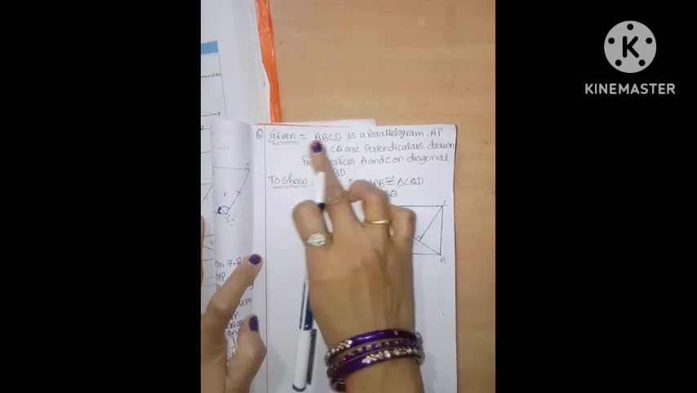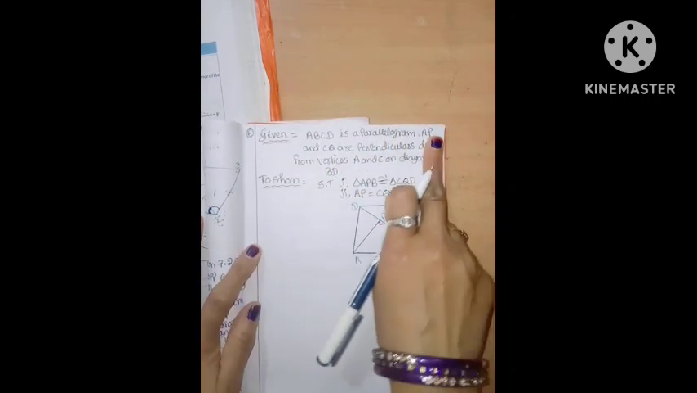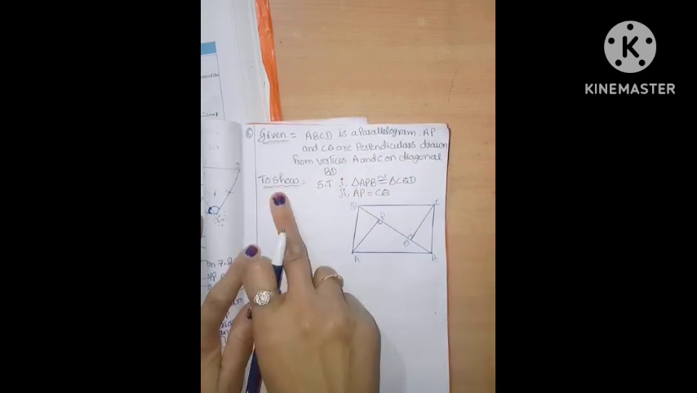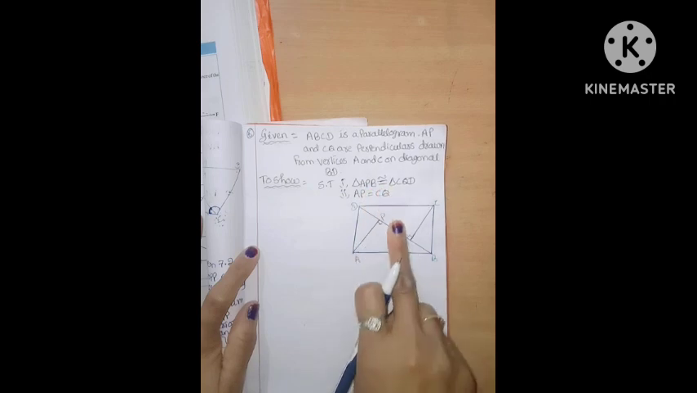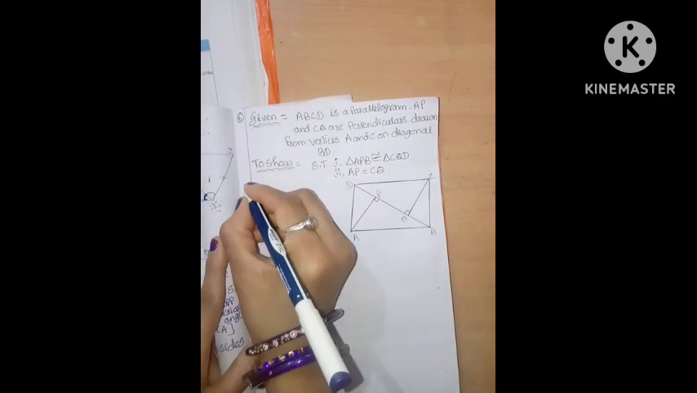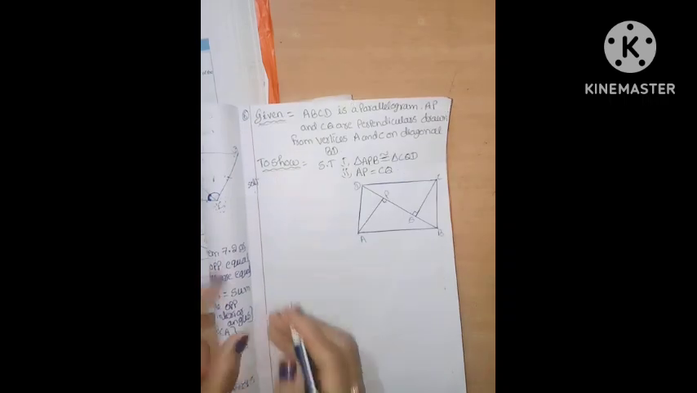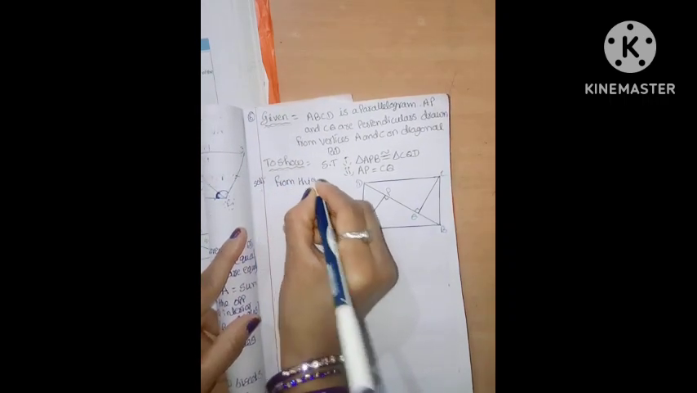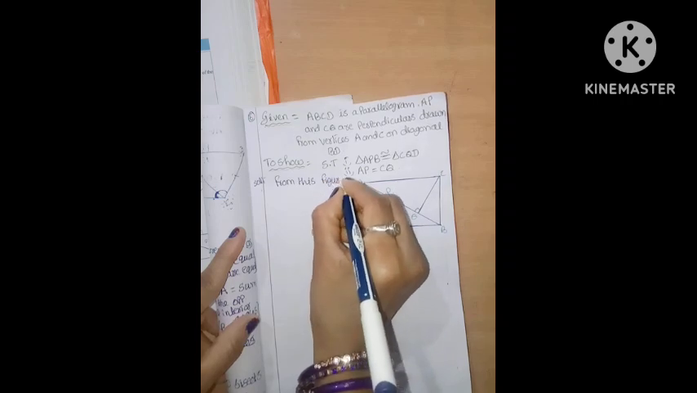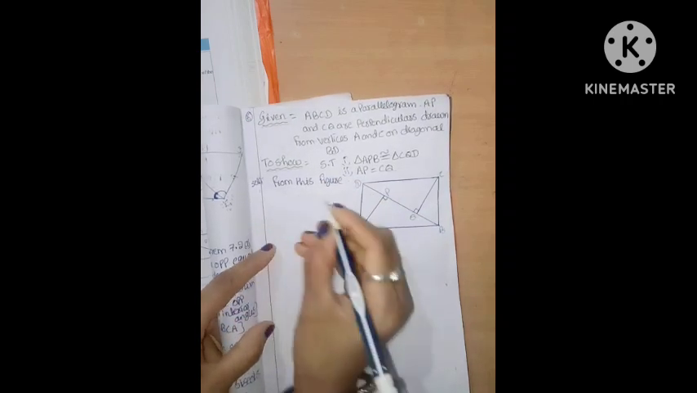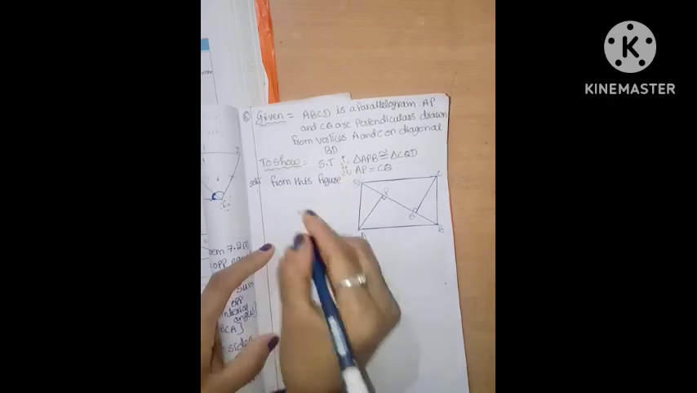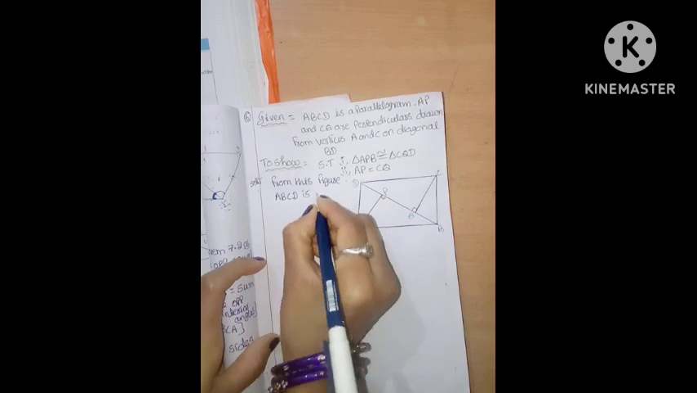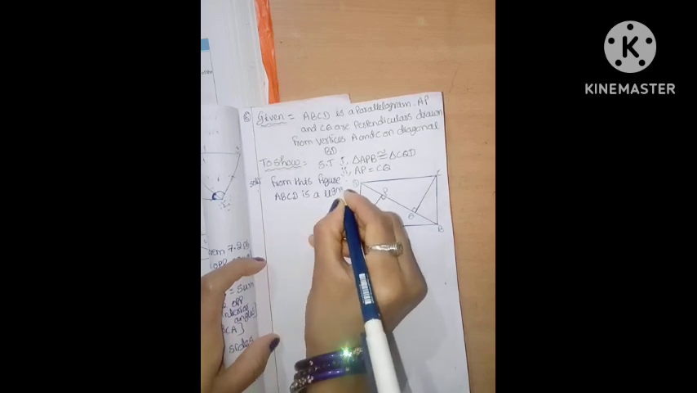First, the given data: how to write it in our problem. This is the given: ABCD is a parallelogram. AP and CQ are perpendiculars drawn from vertices A and C on diagonal BD, and we have to show the two results. First, let us write the solution from this figure. What is given in this figure? ABCD is a parallelogram, which is given.